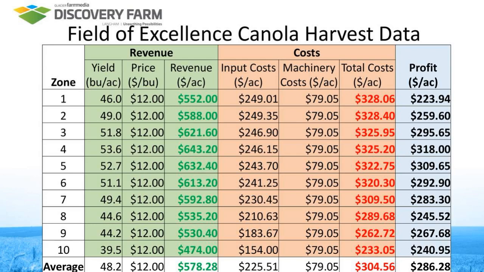So what we're looking at is a detailed result of our canola harvest, where we have our 10 zones along the left, and then we've calculated our gross revenue by looking at the yield and an assumed price of $12 per bushel. In terms of our costs, we have our input costs, which of course vary according to the different prescriptions that we've applied. Our machinery costs remain fixed throughout the entire field, and these are determined by custom machinery rental guide rates published by the government of Saskatchewan. And then you can calculate your total costs and of course your resulting profit.